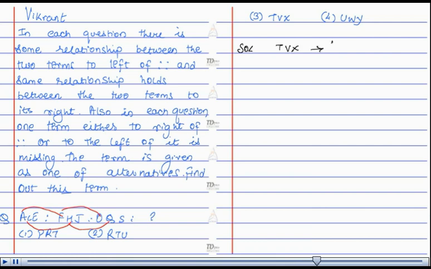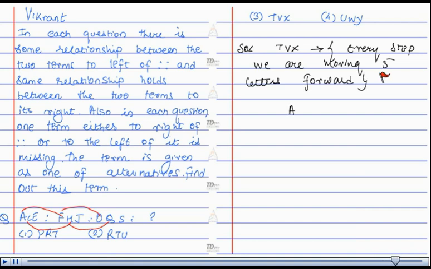So we can say that in every step we are moving 5 letters forward. So the answer is third.